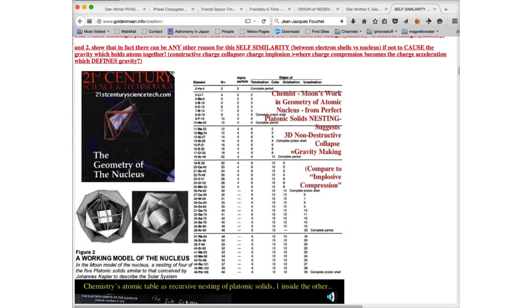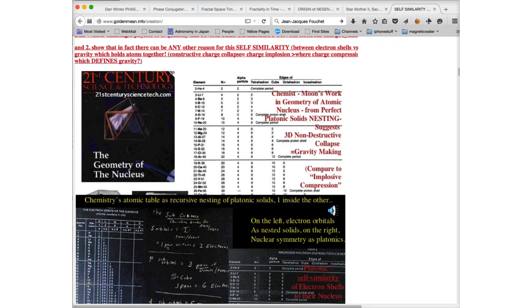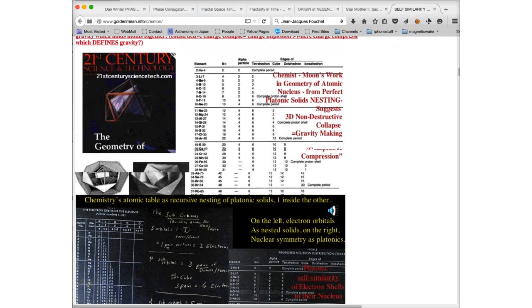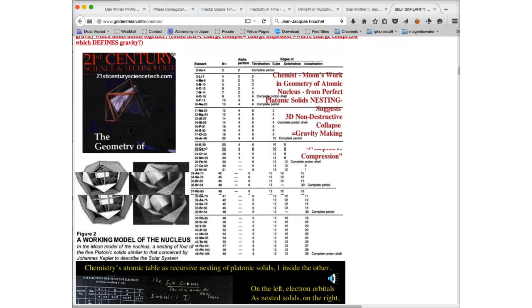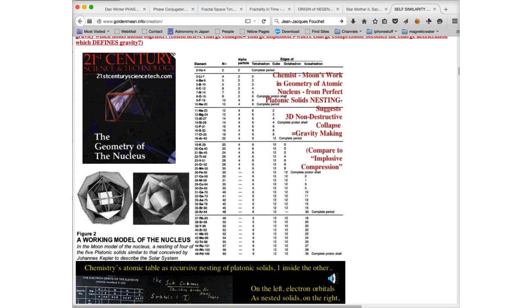There's beautiful work by Moon, you should look it up. We're not going to dwell on this, but basically here is proof that the way the nuclear hadrons, protons and neutrons, nest is the platonic solids. Oh, by the way, that's the way the electrons nest. Oh, by the way, that means that the inside looks like the outside. Hello, that's called fractality. In other words, fractal embedding is what keeps the nucleus inside the electrons.